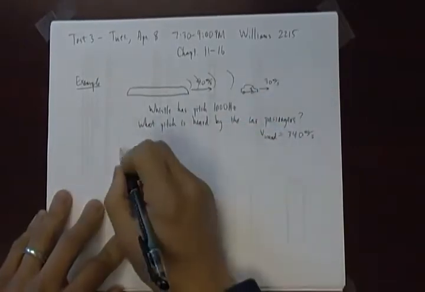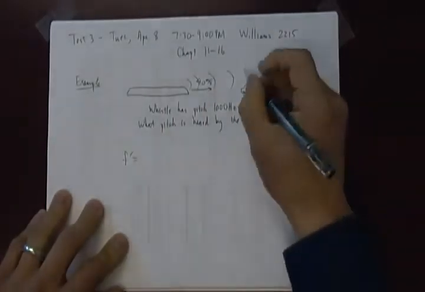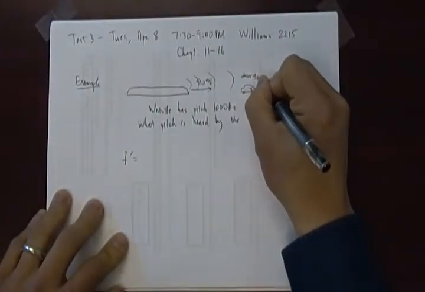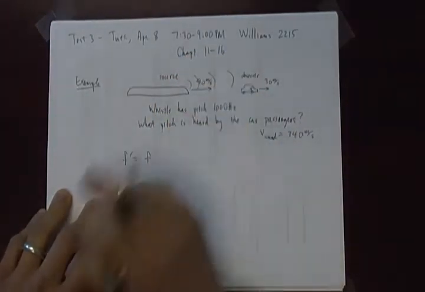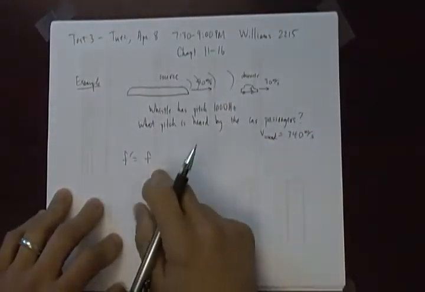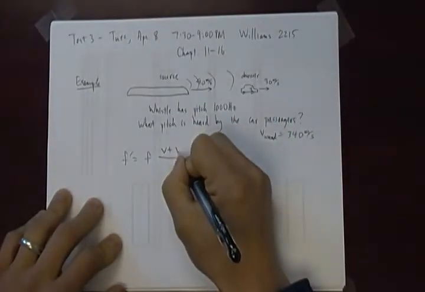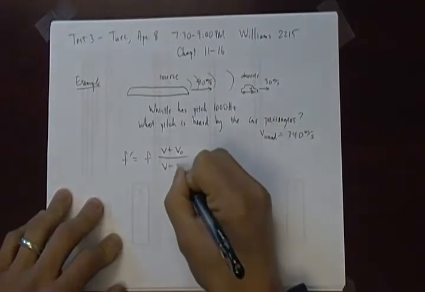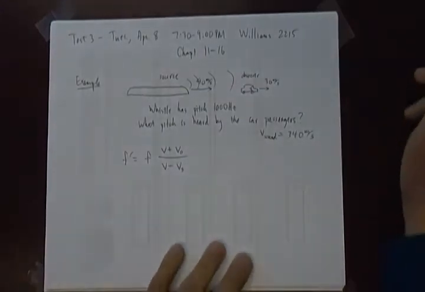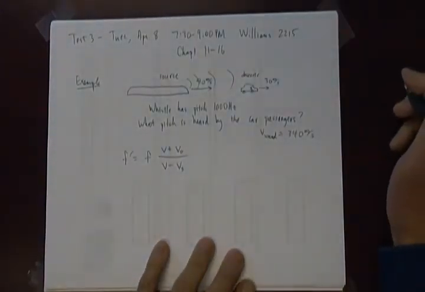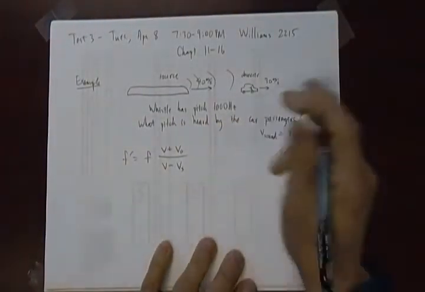Now, this is a Doppler effect problem. So the formula is that the frequency heard by the observer, so this guy is the observer, and this is what we'll call the source, is the frequency of the actual sound producing thing, the whistle, which is 1000 hertz, times v, the speed of sound, plus VO, and v minus Vs. Okay? So the O stands for observer, S stands for the source.